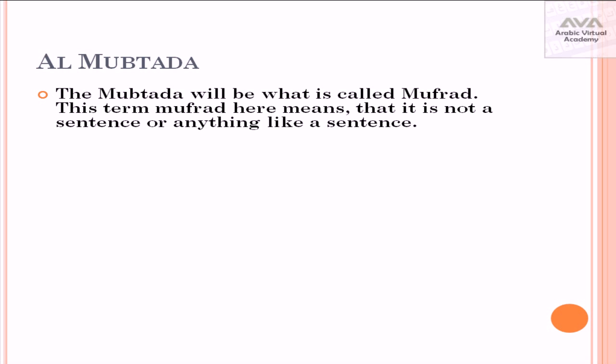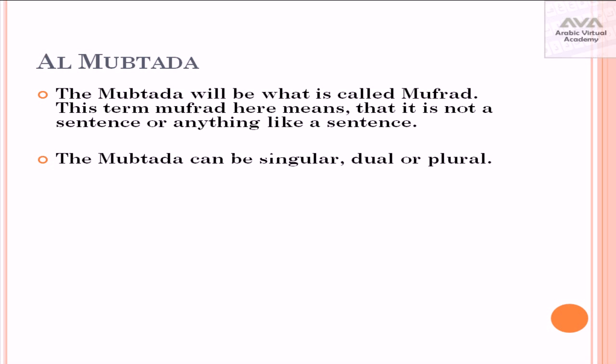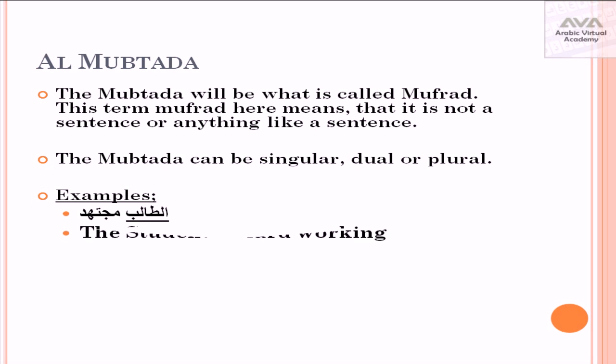It's something by itself, which means it can be singular, it can be dual, or it can be the jam', the plural. Like, for instance, in the sentence, at-talib mujtahid. At-talib here is mufrad. It's singular, but it's also something by itself. And mujtahid is the khabar. It's the information that we're trying to give about the talib.